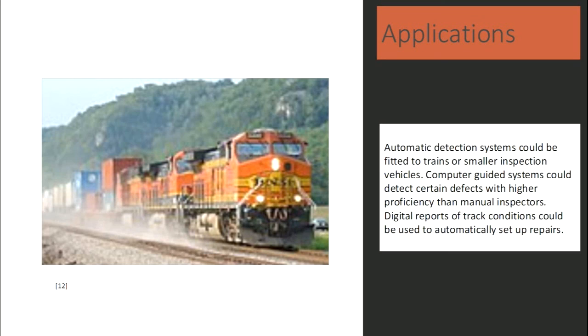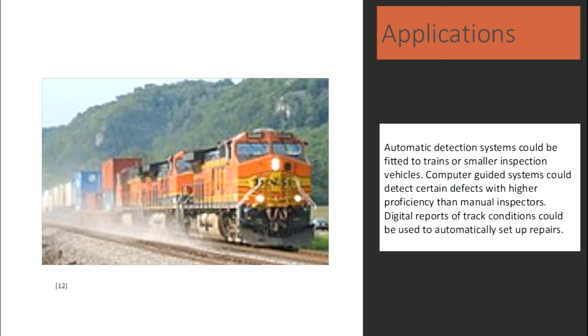Computer-guided systems could detect certain defects with higher proficiency than manual inspectors. The algorithms that they use, depending on which one the system uses, could process data in multiple ways and do various analysis of the signals they get, which could allow them to detect certain things like maybe component rusting or defects in them themselves. It sees more than what the human eye could detect.